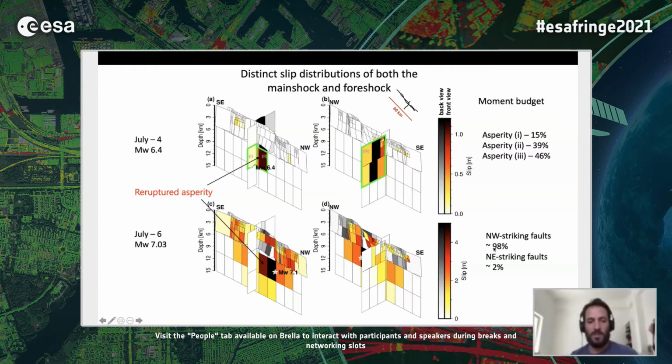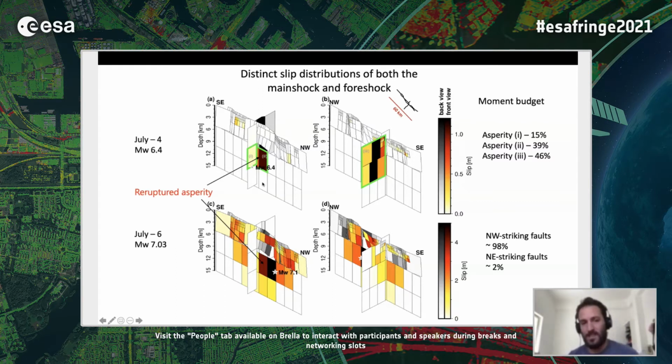98% of the moment has been released on the northwest striking fault. But in the foreshock, we're getting a much more interesting picture where the moment is released about half and half, 60 to 40%, between the northwest and the northeast striking fault, where the northwest striking fault slipped at depth in the intersection point between the two faults.